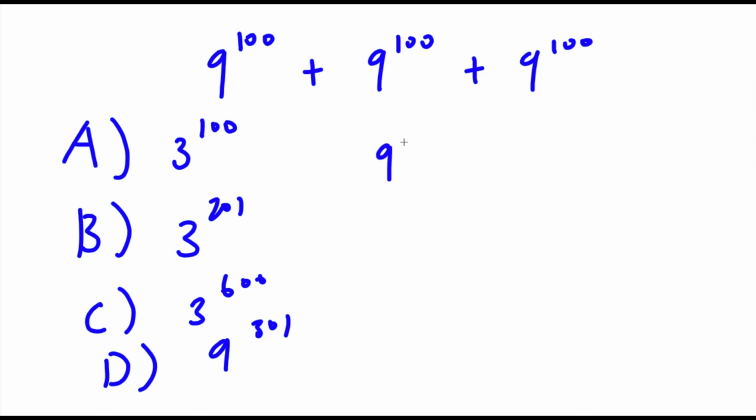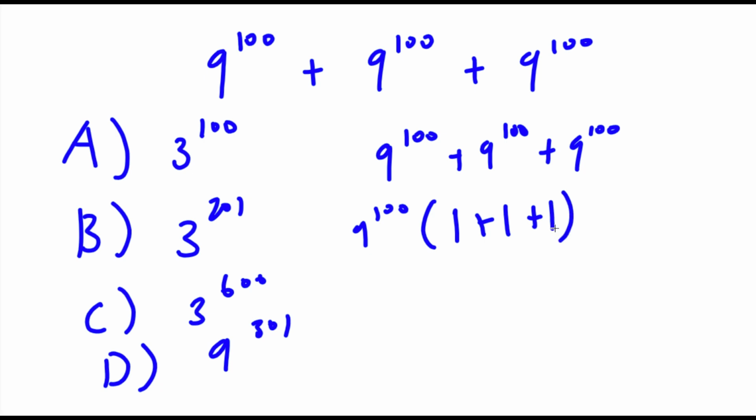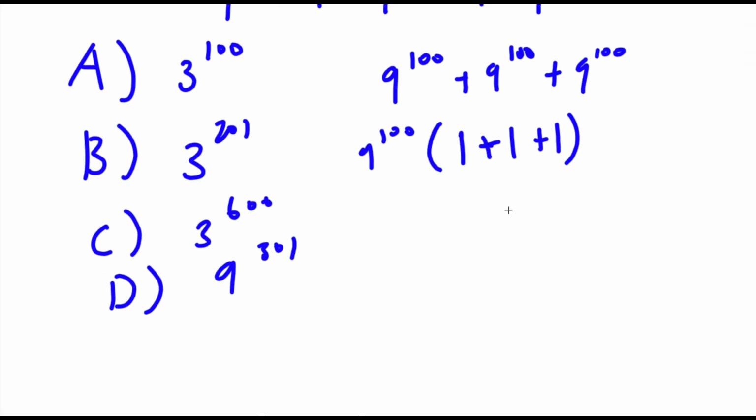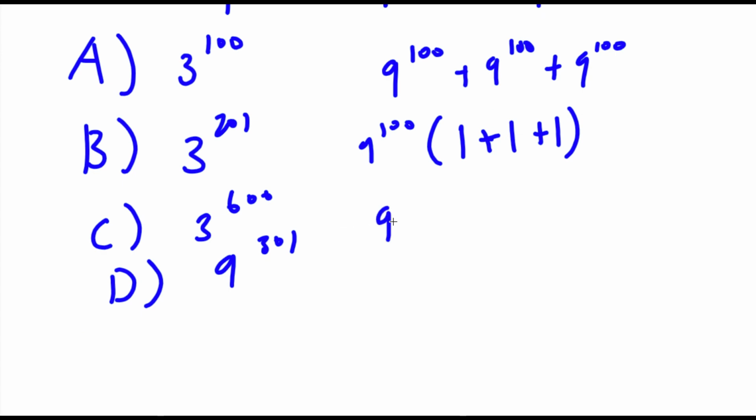So the first thing I'm going to do is factor out 9 to the power of 100. So now I have 9 to the power of 100 times 9 to the power of 100 divided by 9 to the power of 100 is 1. So I have 1 plus 1 plus 1. Now, 1 plus 1 plus 1 is 3. So I have 9 to the power of 100 times 3.